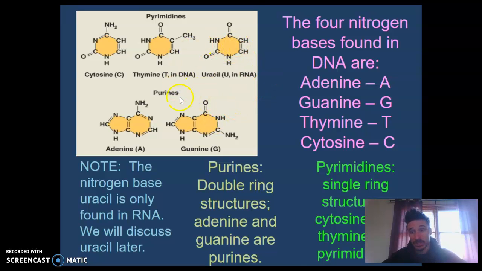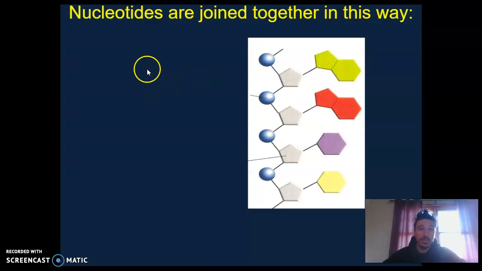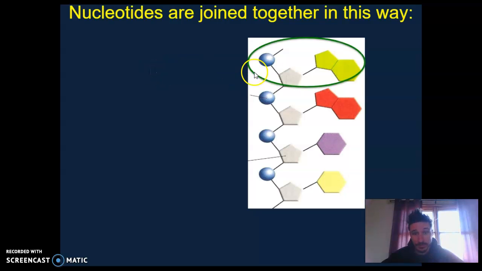So again, these are nitrogen bases, one of the 3 parts of a nucleotide. And again, nucleotides are monomers of nucleic acids, which DNA is a nucleic acid. So nucleotides are actually joined together in the following way. If this is one nucleotide, we have our nitrogen base, a purine with this double ring structure. We have the sugar, and then we have a phosphate. Now notice what's connecting this nucleotide to this nucleotide is a bond existing between the sugar of this nucleotide and the phosphate of this one.